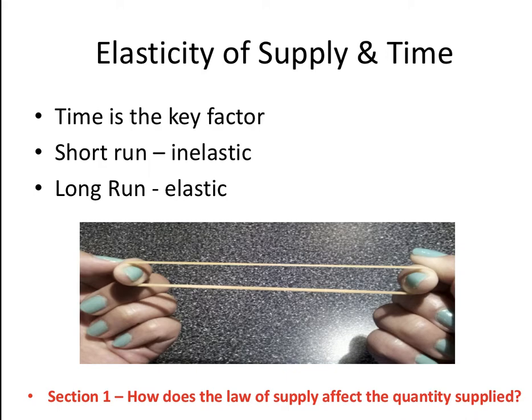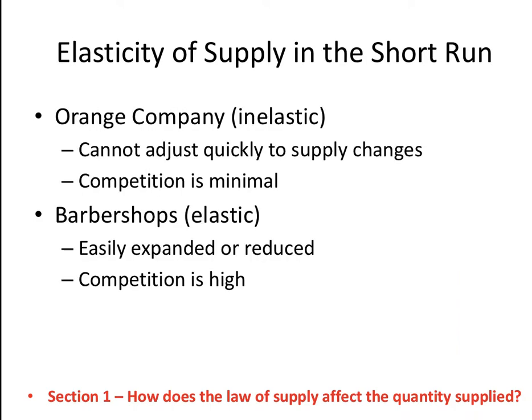The biggest factor when it comes to elasticity of supply is not money, not prices, but it's actually time. Every business can eventually become elastic. In the short run, we have supply that can be inelastic. The idea is that when it's inelastic in the short run, you're not able to increase your supply. There's no way to do that. But in the long run, you're always able to increase the supply. So let's look at a couple examples here.